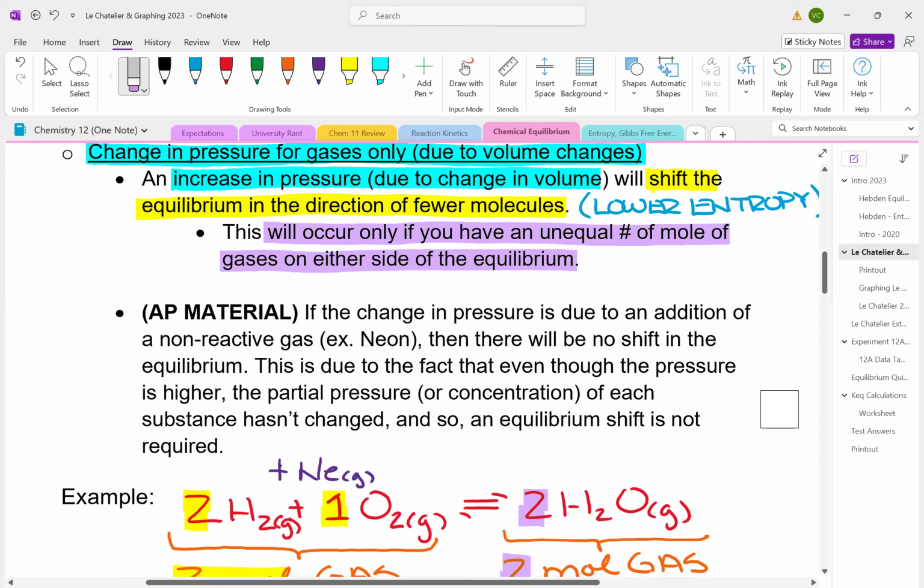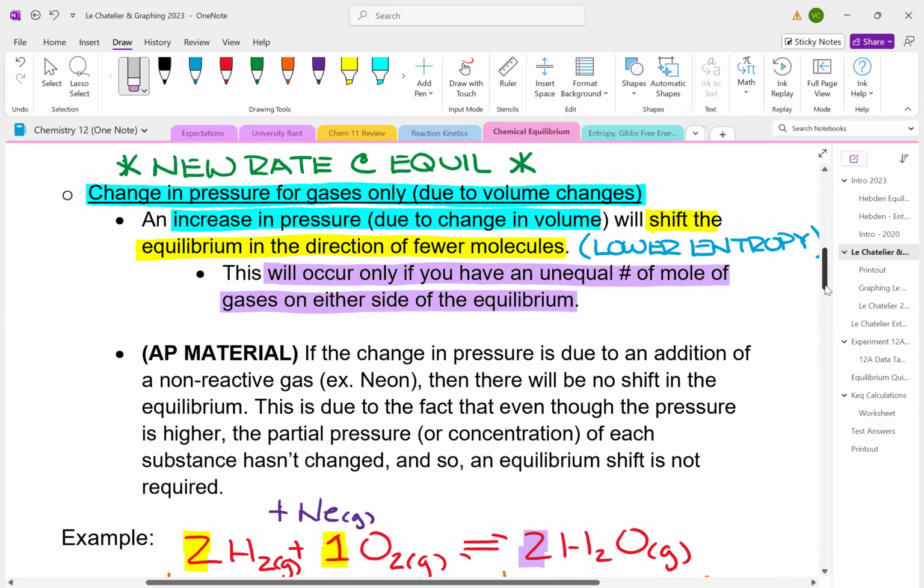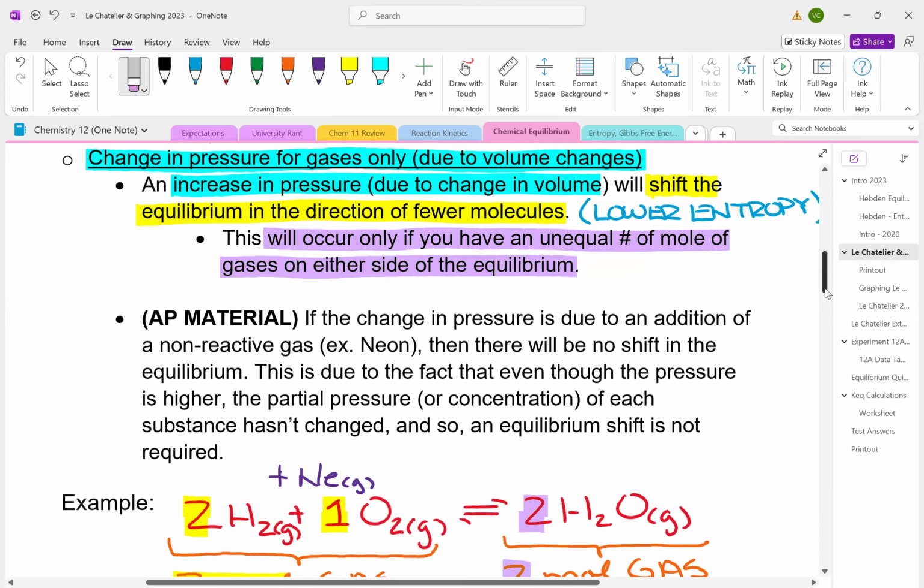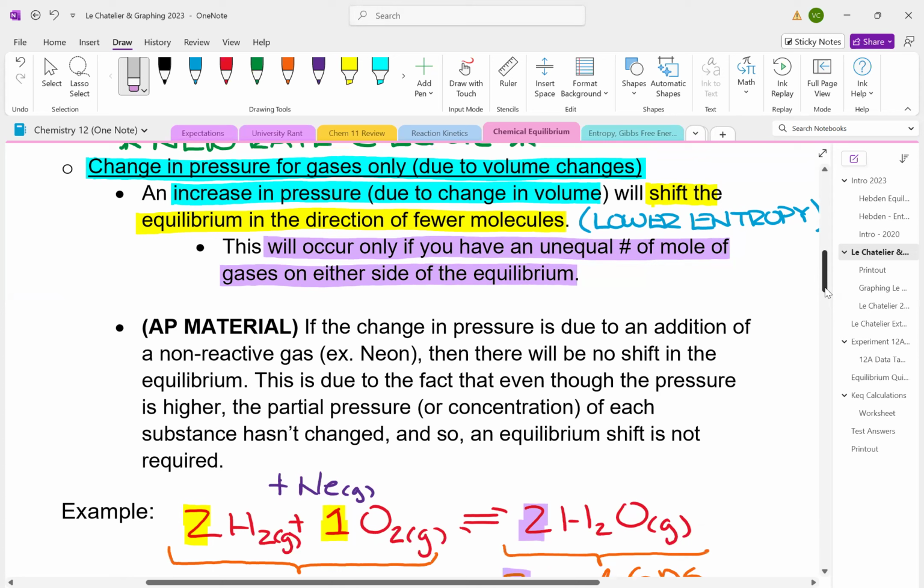And what I wanted to do today was revisit a couple of the Le Chatelier shifts that I worked on last day for my Chemistry 12. But what I wanted to do was focus a little bit on the AP material. Okay, so the first one I wanted to touch base with you is talking about change in pressure.